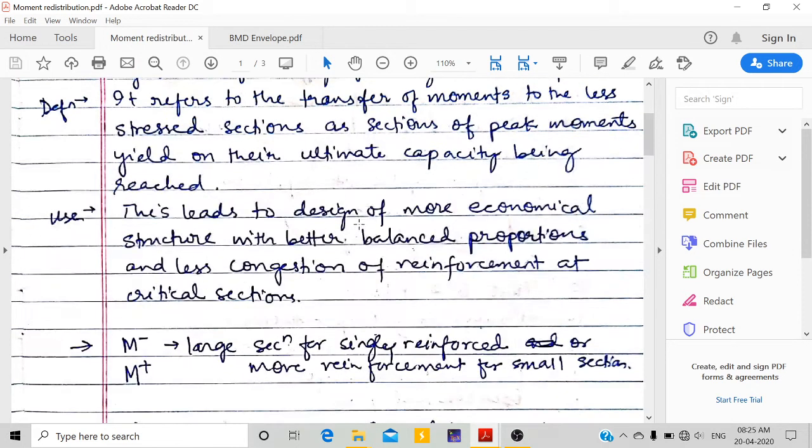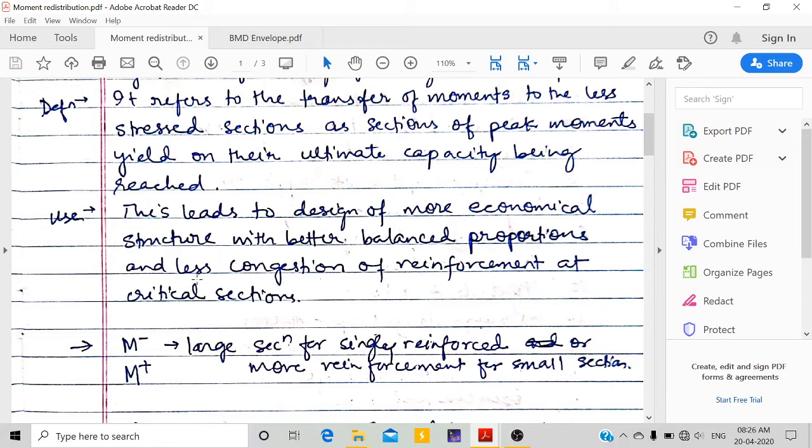Now, what is the use? This leads to the design of a more economical structure because your moments have been reduced. The moments we are redistributing means the moments we are reducing, and if the moment is less, you are going to provide less steel. Even the section is also reduced. So we are getting an economical structure with better balanced proportions in the sense of the structure geometry.